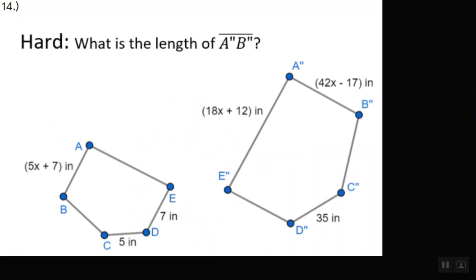Okay, in 14 it says what is the length of A prime or A double prime B double prime? So let's do a couple things here. One, let's identify here is A double prime B double prime, and here is AB. Now notice these shapes seem to have been rotated and dilated. If I put 5x plus 7 and I say that that is equal to 42x minus 17, would you say that that is a true or false statement? And hopefully you would clearly say that that's false.